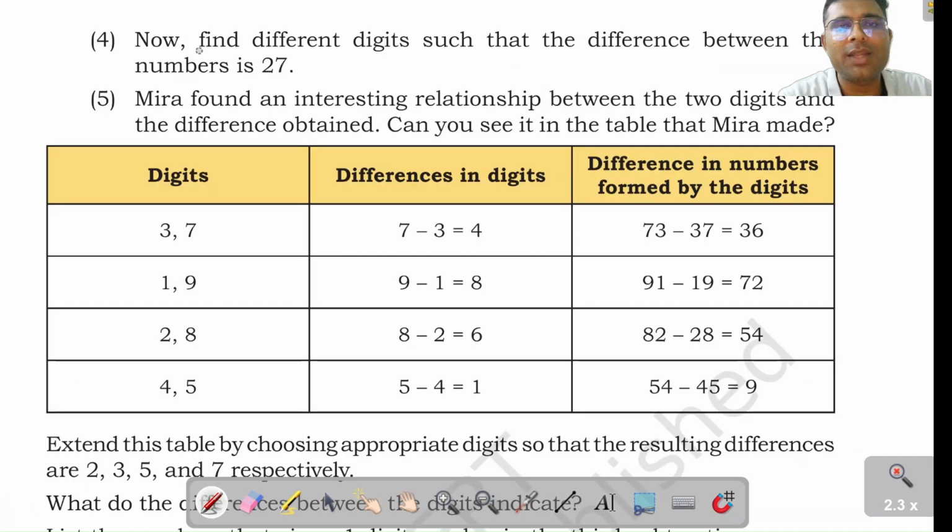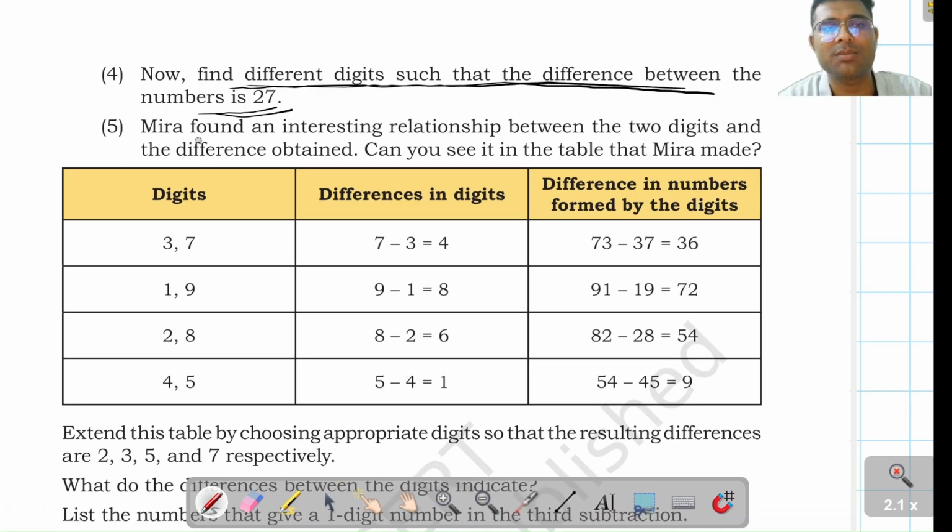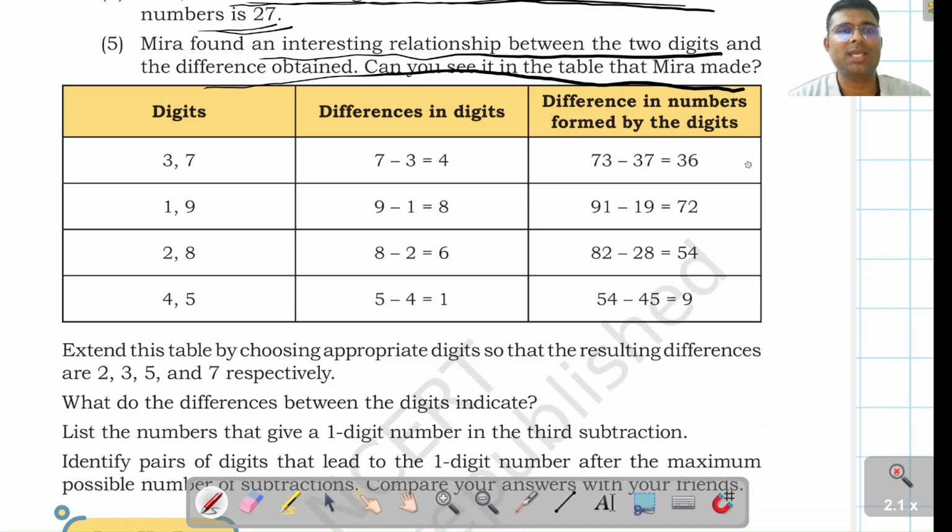Now find different digits such that the difference between the numbers is 27. So you will try this. Mira found an interesting relationship between these 2 digits and the difference obtained. Can you see it in the table that Mira made? So you can see here, bachcho, the digits 3 and 7.